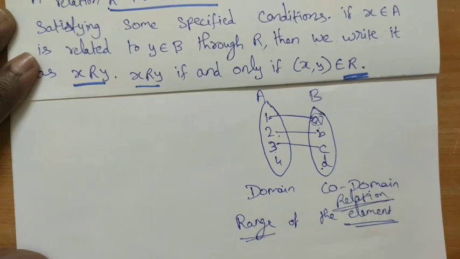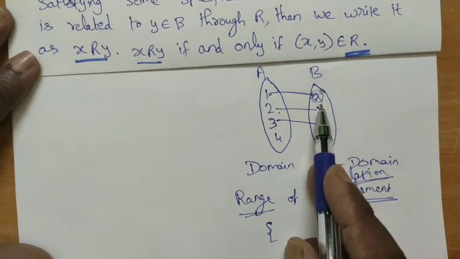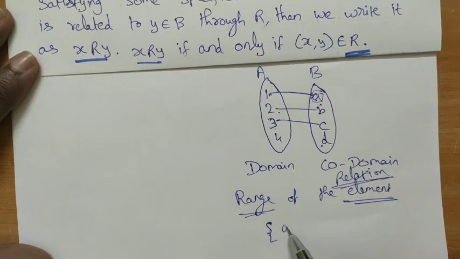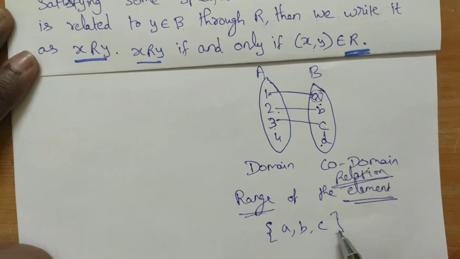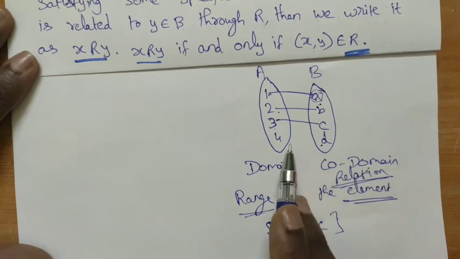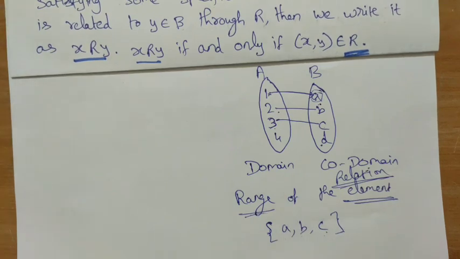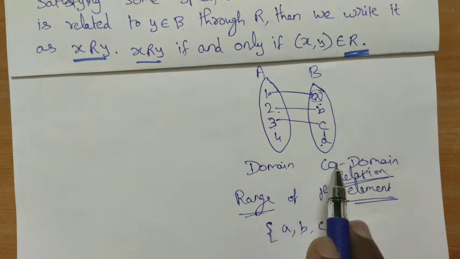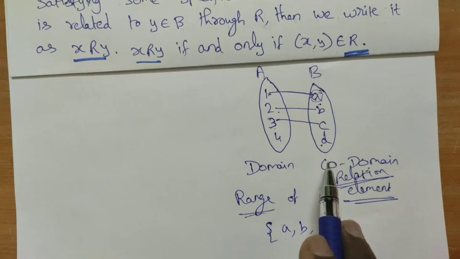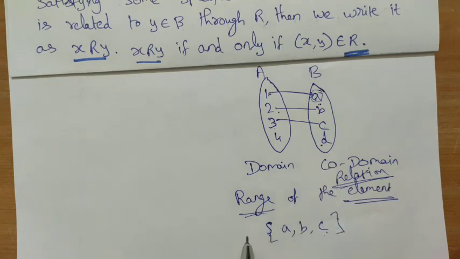Range of the relation means the elements mapped in the co-domain are the range. D is not mapped with any element. So A, B, C only are the range of the domain elements, right? So when they ask for range, always look at the co-domain. In the co-domain, the elements which are mapped are the range.